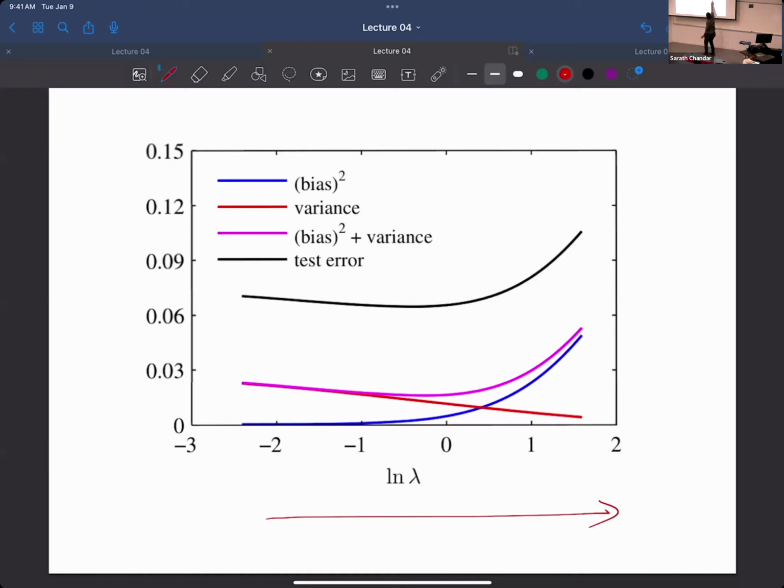So the bias goes like this. This means the model becomes less complex. If you go this way, it means the model becomes more complex. As you can see, as the model becomes more complex, the bias decreases and the variance increases. And for bias squared plus variance, there's a trade-off. There's a sweet spot where the overall error is lower, and that also matches the test error. Is that clear?